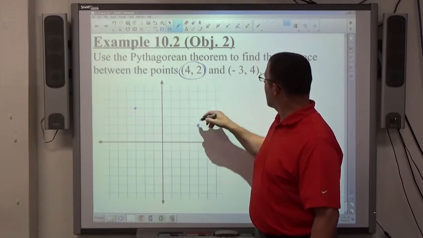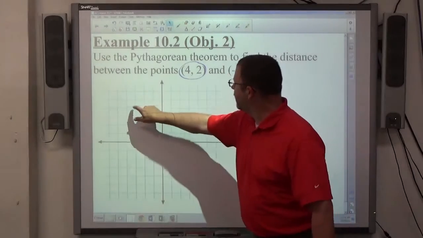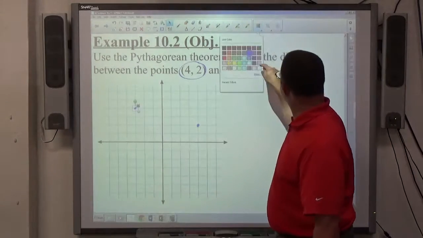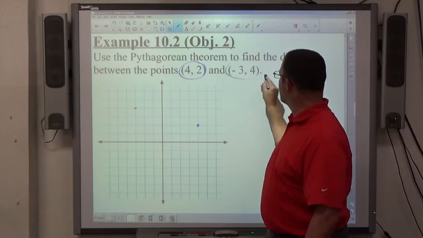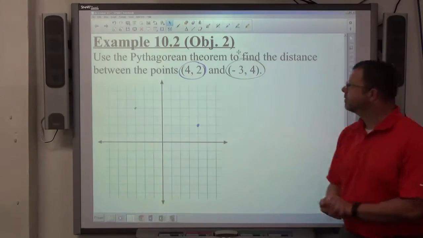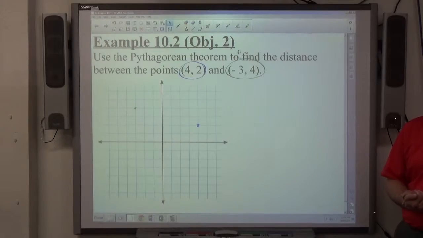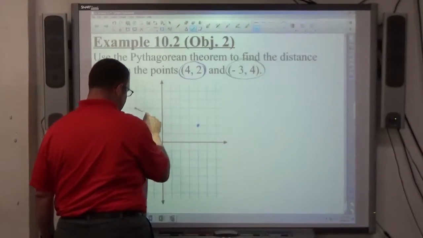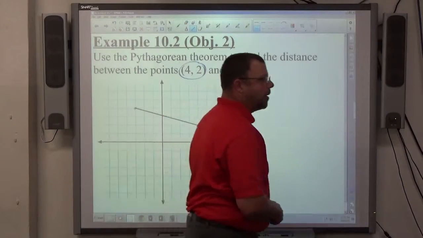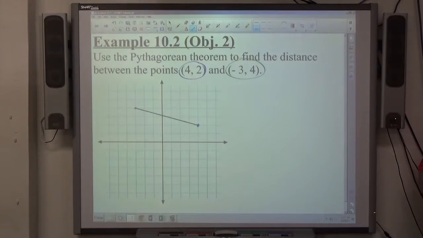So (4, 2) is that point, and (-3, 4) is that point. All right? So plot the 2 points, connect the dots. We're trying to find how long that piece is. If that piece is horizontal, count. That's the answer. If it's vertical, count. That's the answer. When it's slanted, the Pythagorean theorem is necessary.